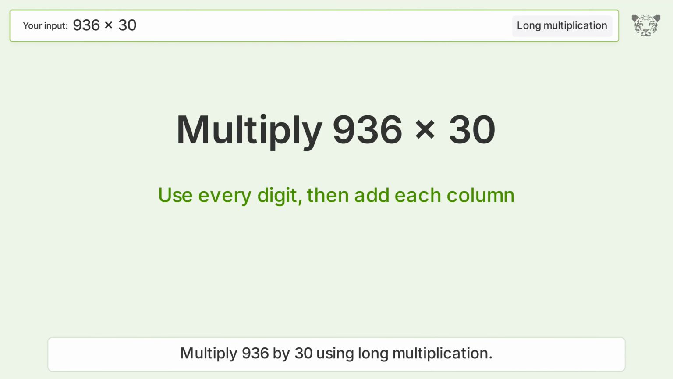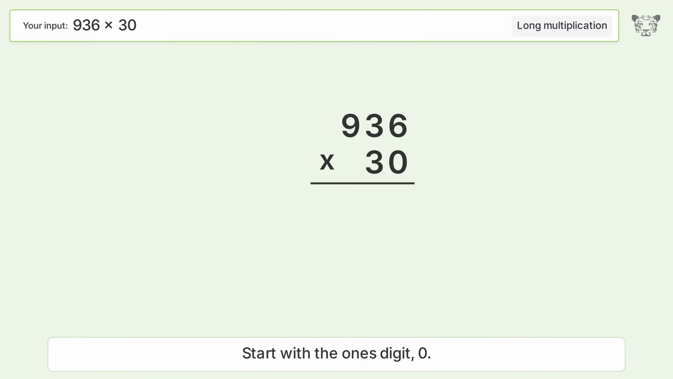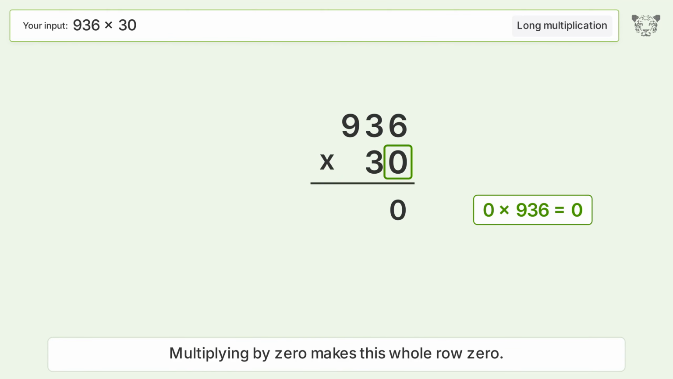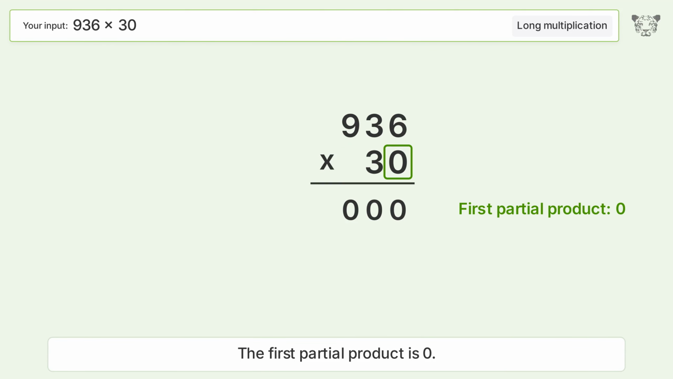Multiply 936 by 30 using long multiplication. Start with the ones digit, 0. Multiplying by 0 makes this whole row 0. The first partial product is 0.